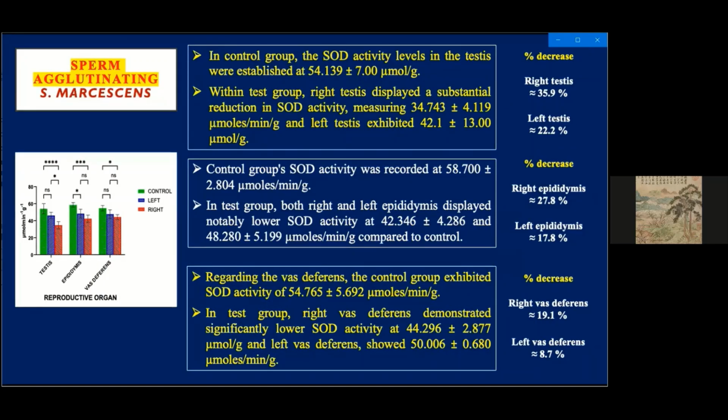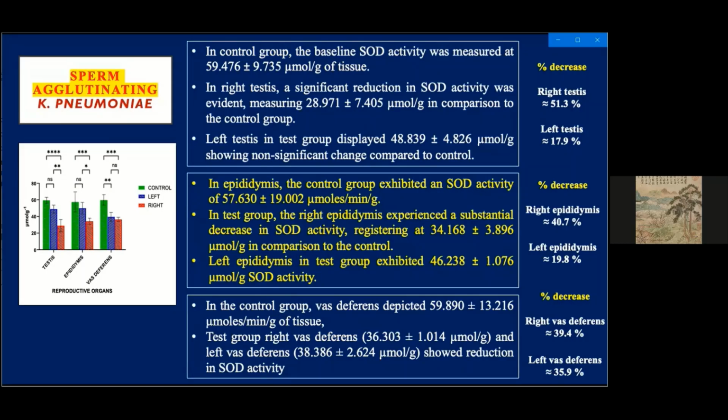A similar pattern was seen in the case of Serratia marcescens also. Again, there was a significant decrease in the right side of the organs as compared to the left side of the organs, and again the decrease was much higher in the testes as compared to epididymis and vas deferens. In the case of Klebsiella pneumoniae also, there was a significant decrease in the SOD level in the right side of the organs as compared to the left side of the organs, and again the decrease was much higher in the testes as compared to epididymis and vas deferens.